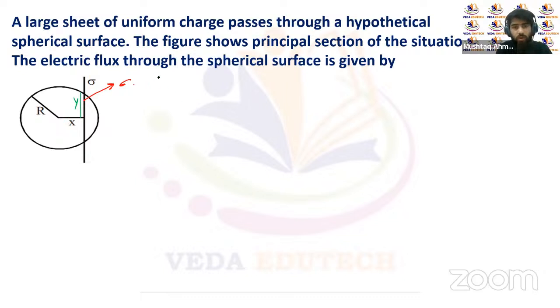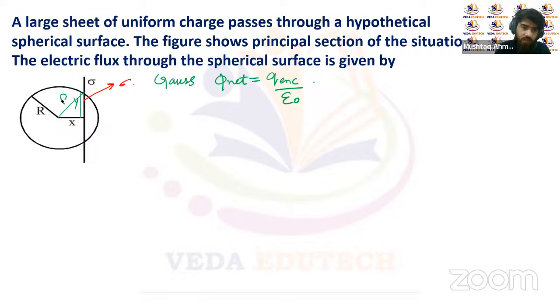We know according to Gauss law, the total flux through a closed surface, and a sphere is a closed surface, is equal to the total charge enclosed within the surface upon epsilon naught. Now what we have to do is just calculate the total charge present inside this spherical surface. The total charge present will be the charge because of the circular portion of the sheet.